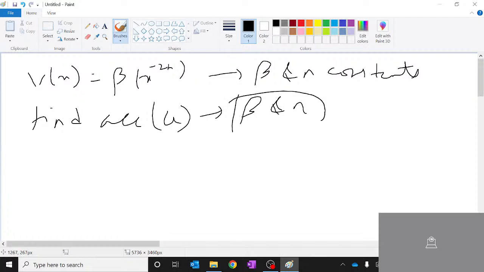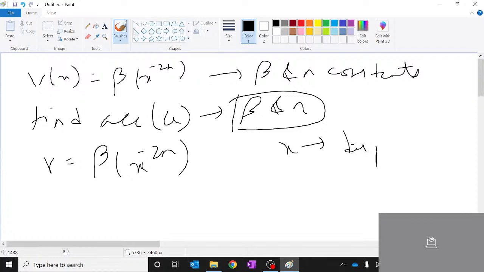Okay, how will you do this? Now remember carefully, if you differentiate the velocity, you get acceleration, but you are supposed to differentiate it with respect to time. Here you do not have any parameter in time. Here v is beta x to the power minus 2n, where x is displacement.